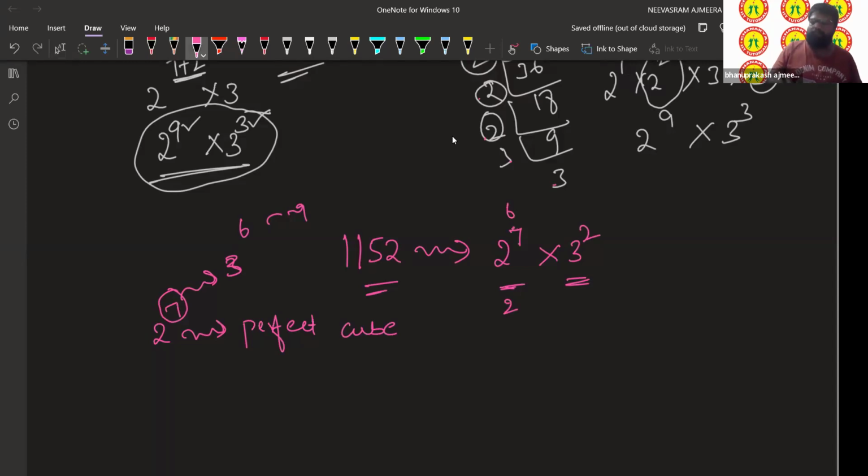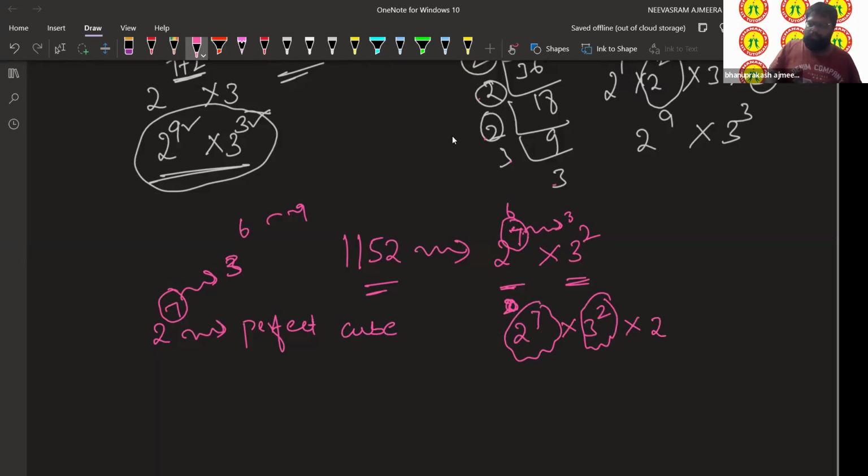Why? Because 6 is a multiple of 3, right? But here they are asking multiplication. Multiplication means you have to multiply the given number with that small number. So the power should be a multiple of 3. Now what I will do, 2 power 7 into 3 square I have. Now I should multiply with a small number, so that this becomes a perfect cube.